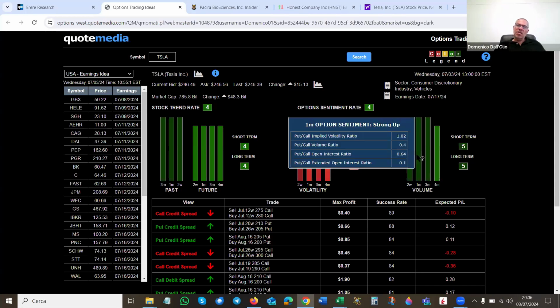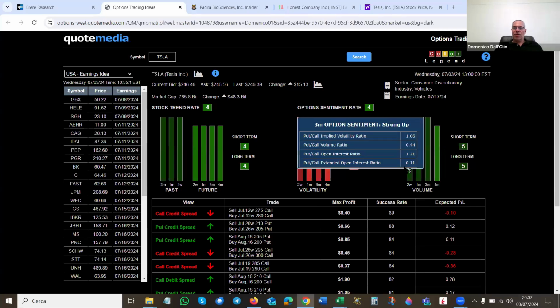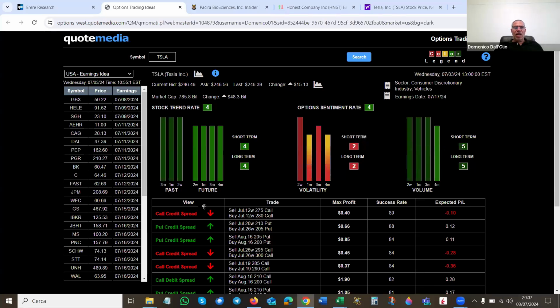Here, the analysis is a little bit more complicated because it takes into account the traded volume, the open interest, and the extended open interest ratio, which takes into account not only the number of contracts open, but also the average prices they have been traded for. So it's a sophisticated algorithm that takes into account these three features of the options.